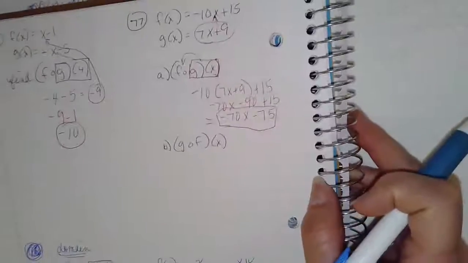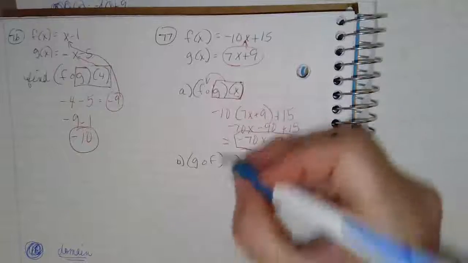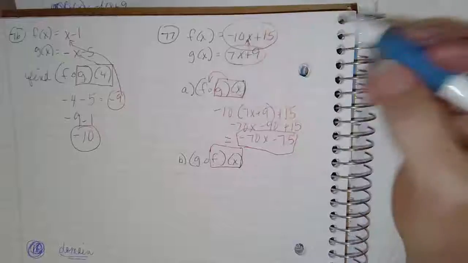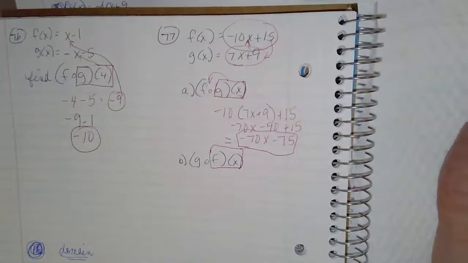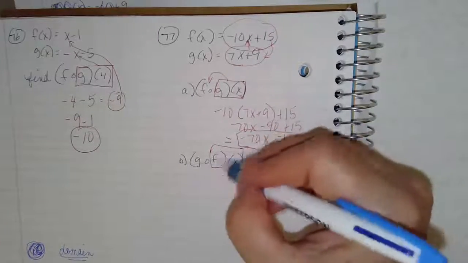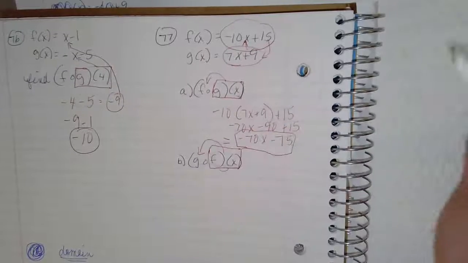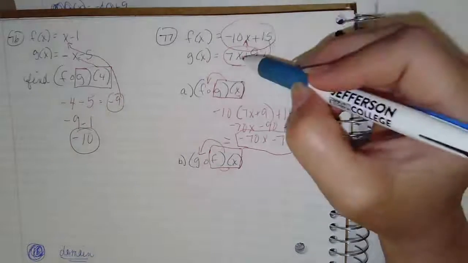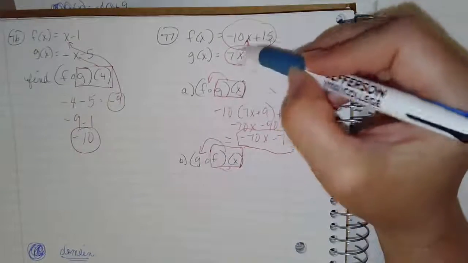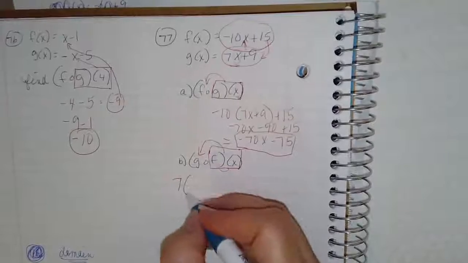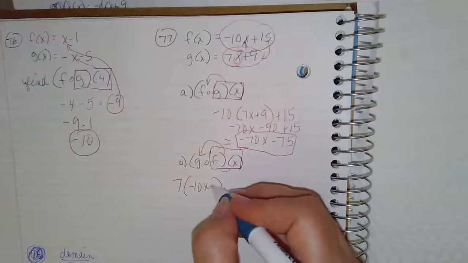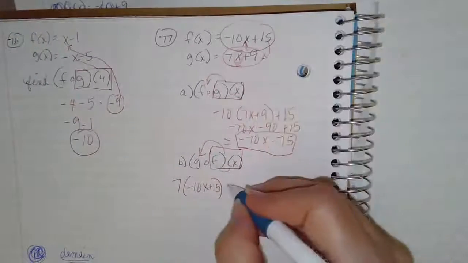Then for the last part, we do it the other way. Goff, g of f of x. So this time we put function f, this part, into function g. Go the other direction. A function within a function. So the innermost always goes into the outermost. So function f, the negative 10x plus 15, we're going to plug it in for this x value in function g. So we'll have the 7. Then where you see an x, we'll type in negative 10x plus 15, and then the plus 9. And then we just clean it up.